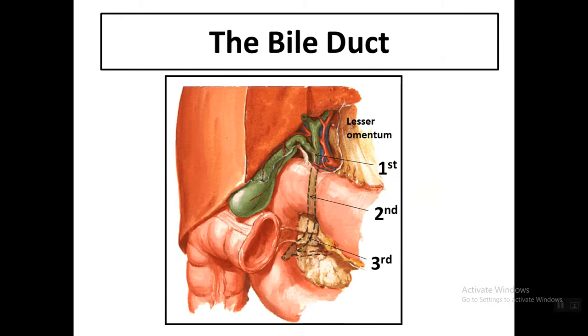Now we come to the bile duct. After the cystic duct unites with the common hepatic duct, it will form the bile duct. The bile duct can be divided into three parts: the first, second, and third part of the bile duct. The bile duct is about 8 centimeters long until it drains into the second part of the duodenum.